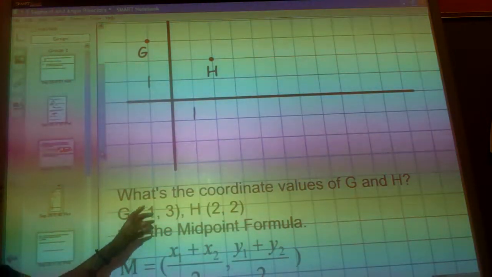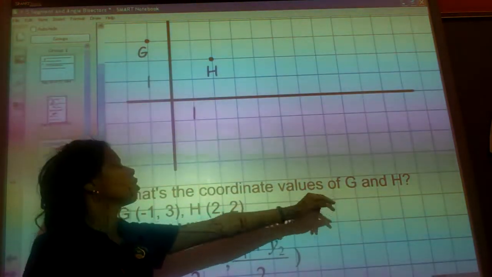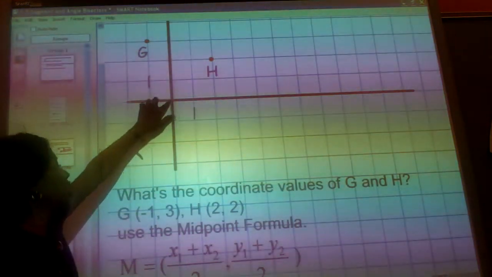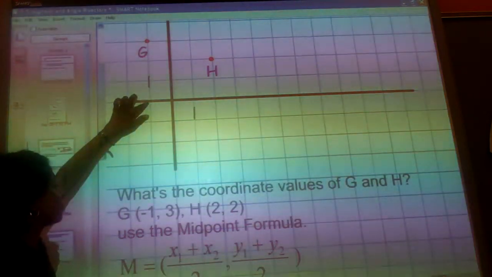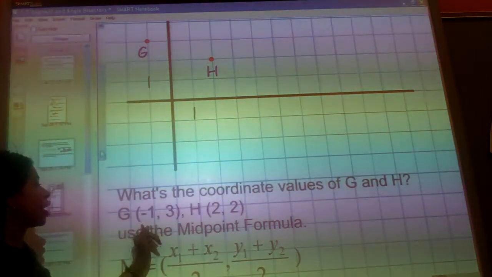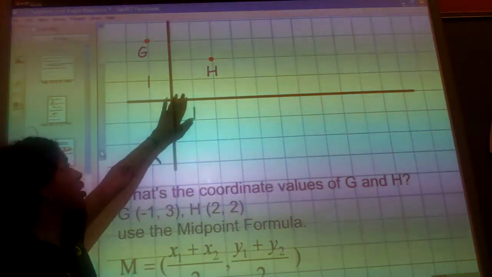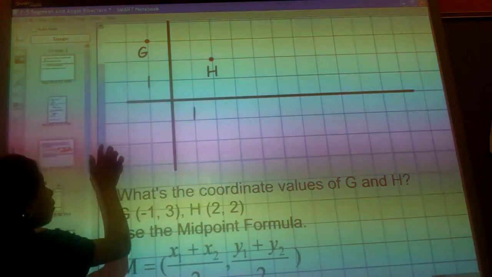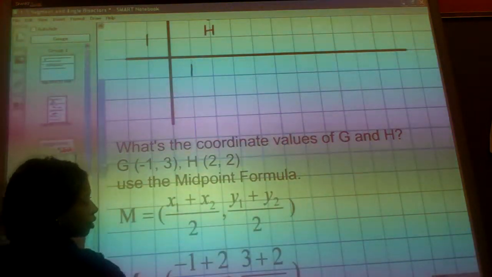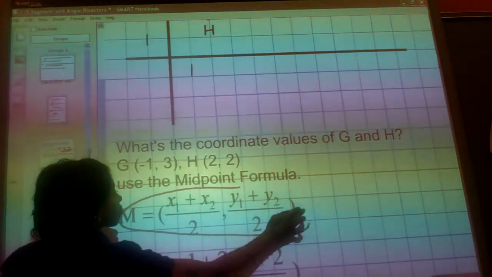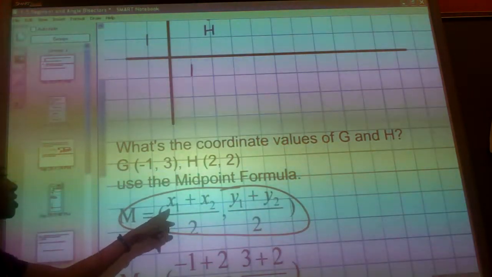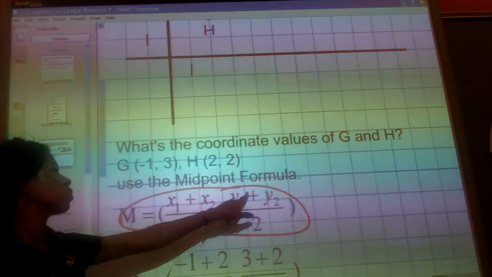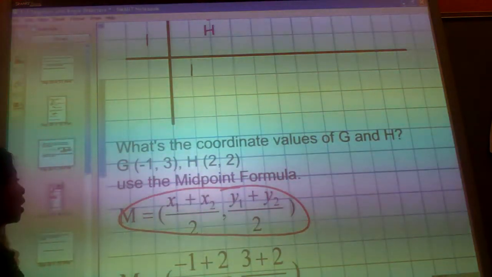Alright, so here's our graph. The question is, what is the ordered pair for G and the ordered pair for H, or the coordinate values? Well, G is located at -1, up 1, 2, 3, so at -1, 3, and then H is located at 1, 2, up 2. Okay? And using the midpoint equation, which we just calculated here, M is equal to x sub 1 plus x sub 2 in half, and then to find the y coordinate, it is y sub 1 plus y sub 2 in half.